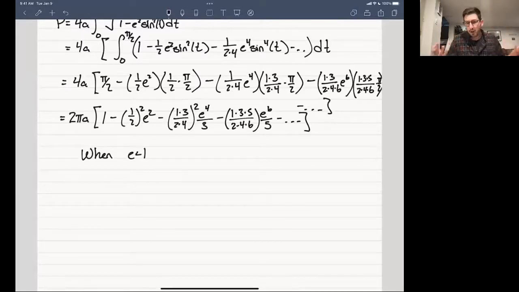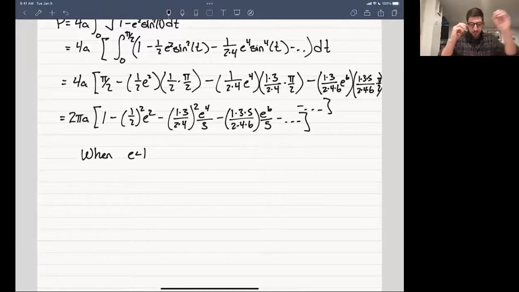Now, what's the point? Well, it's kind of cool, because if e is equal to 0, then I get 2 pi a, which is the circumference of a circle. So basically what this is doing is describing what happens if you perturb off of a circle. You take your circle and slowly start pulling in one of the directions. Then the eccentricity is going to quantify that stretching, and you can approximate the circumference of this thing just using a Taylor series.